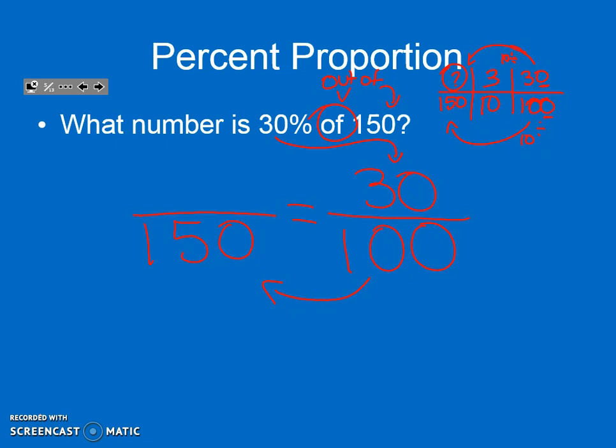So now the goal is, how do I get from 10 to 150? Well, this is perfect because I can get from 10 to 150 by multiplying by 15. So whatever I do on the bottom, I need to also do on the top. So 3 times 15 gives me 45. So I know that 45 is 30% of 150.